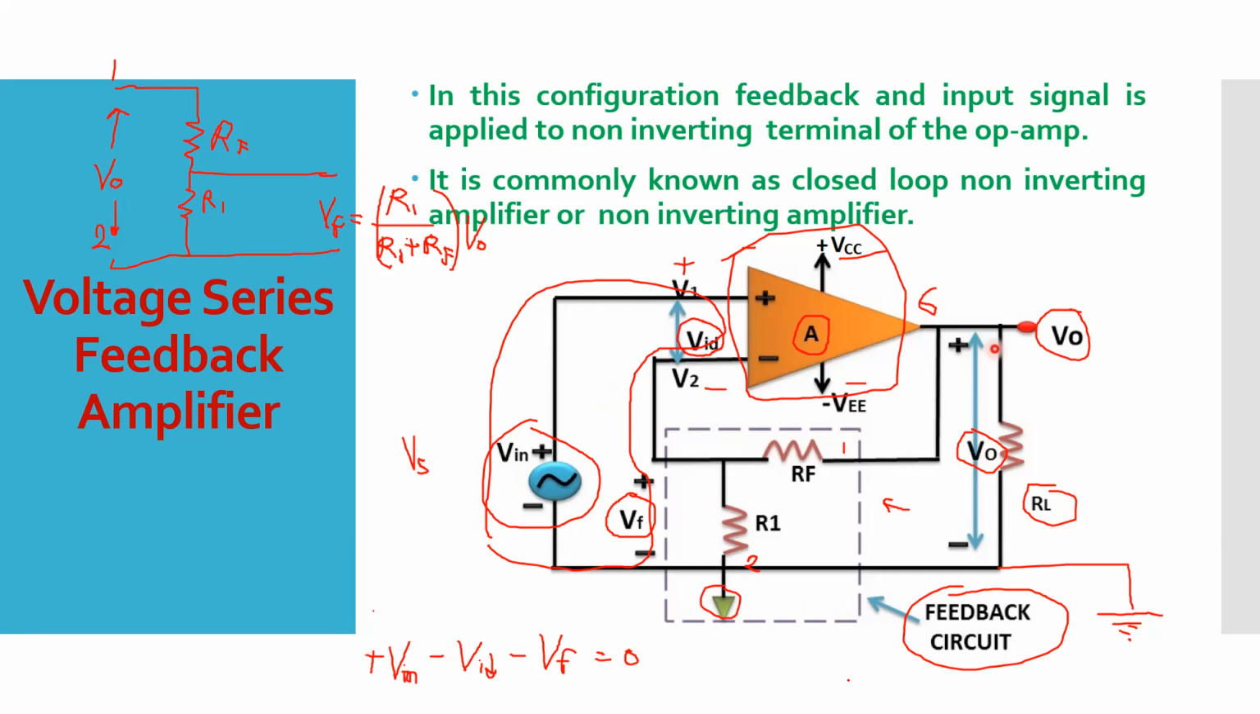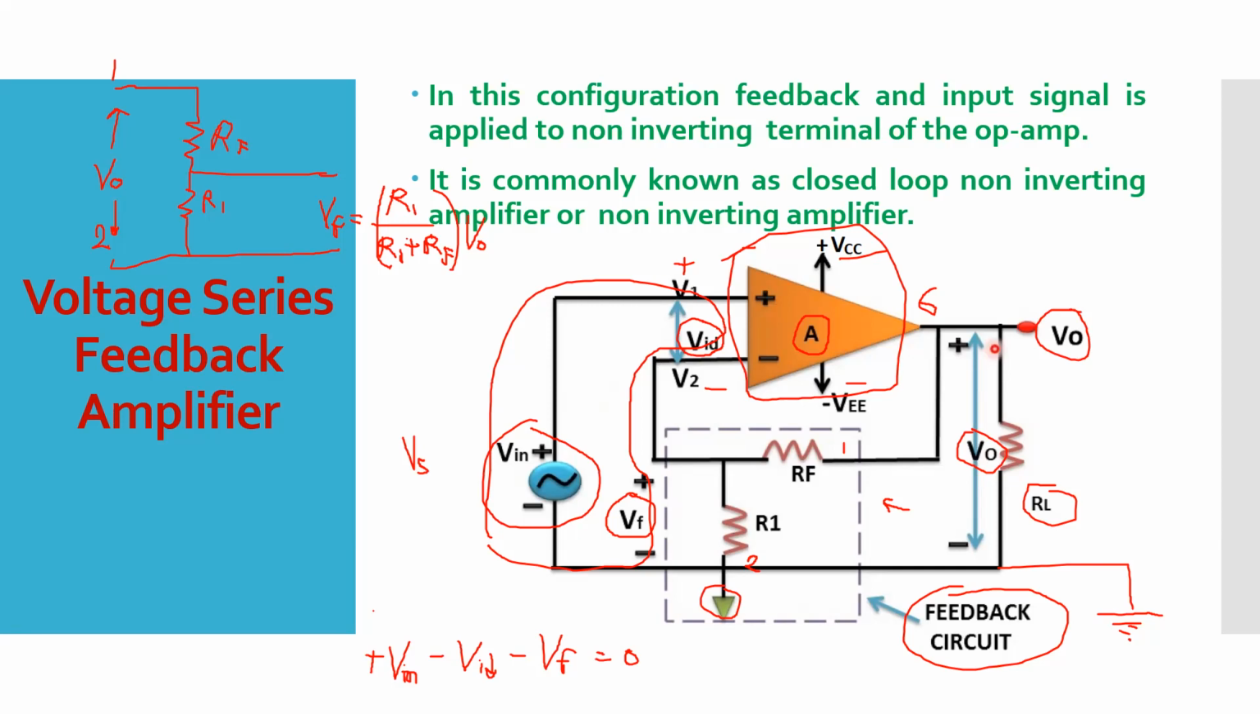Right? So this is what you can say a series feedback. Which type of series feedback? Voltage series feedback. Why is it voltage series feedback? Because you are taking the output voltage as feedback and connecting the voltage in series on the input side, in series with the supply.